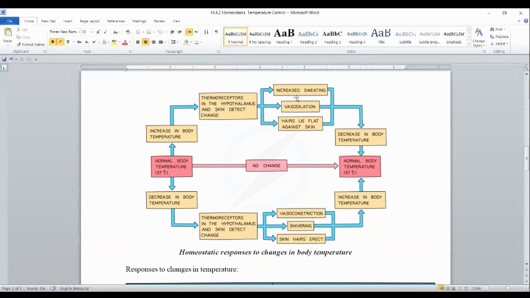And also at the same time, the hairs lie flat against the skin. The reason they lie on the skin is to let the heat be easily exchanged with the surrounding air, and let the water easily escape. Otherwise, if they stand straight, they trap the air between them, and the air is a kind of insulator and doesn't let the heat escape. They want to let the heat escape from your body, so they lie flat on your skin.